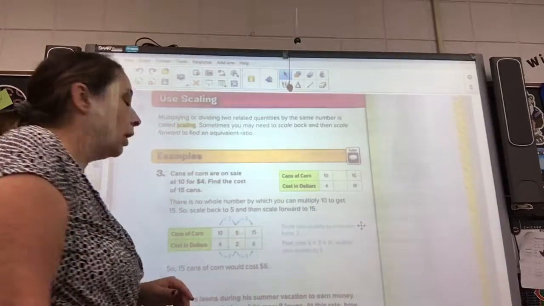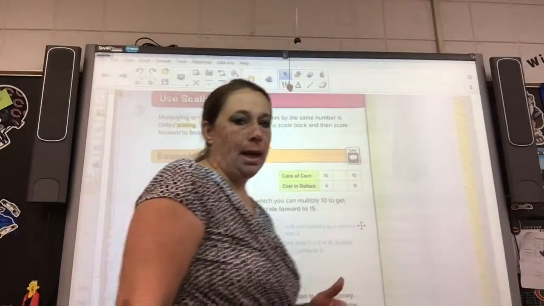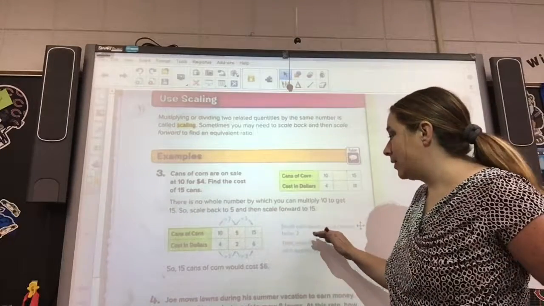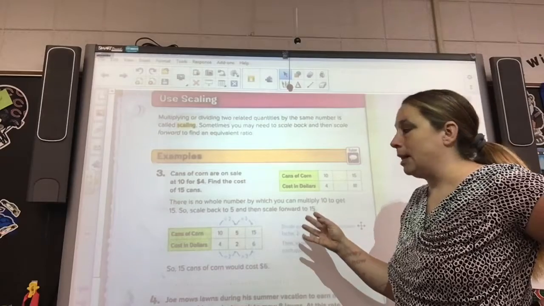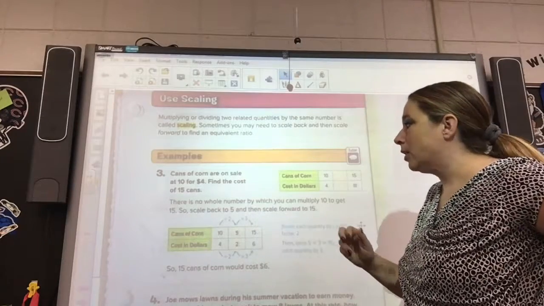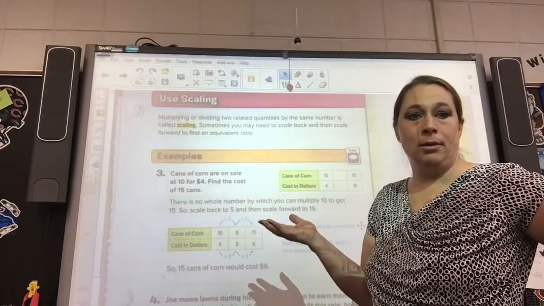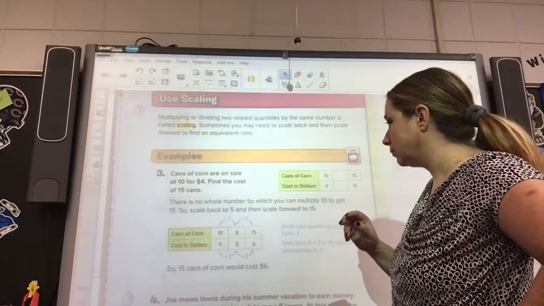Okay? Now, many times to get a ratio table filled in completely, we actually have to scale up and then scale down. This example that they give us here is done for us, and it talks about cans of corn that are on sale at 10 for $4. Find the cost of 15 cans. Now, why someone wouldn't just buy 20, I don't know. Or just 10, I don't know. But apparently this person wants 15.